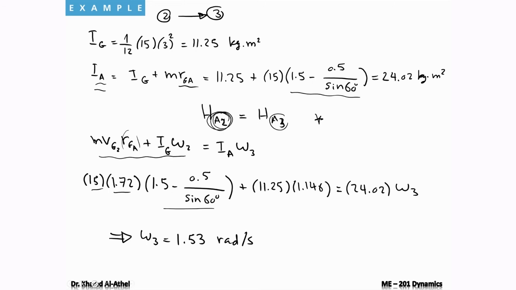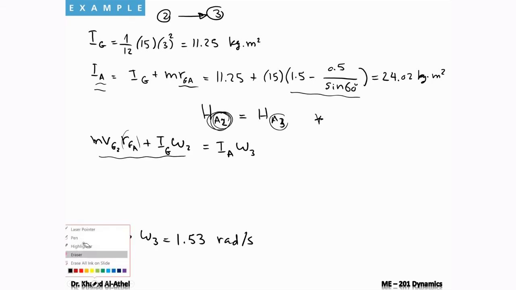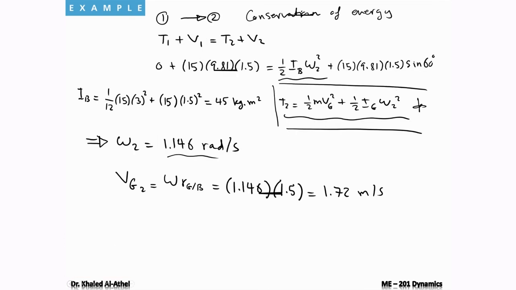Again, I just want to clear this issue to you. After we solve this, I'm going to repeat it so that you understand why we are doing this. Now, let's leave this alone on the side for now, and let's look at the problem. First of all, if I want to find a relation between omega and Vg, it's always omega multiplied by r between the center of mass and center of rotation. Center of mass is G, center of rotation is B, therefore omega 2, which is 1.146, multiplied by the distance 1.5 will give me this value.